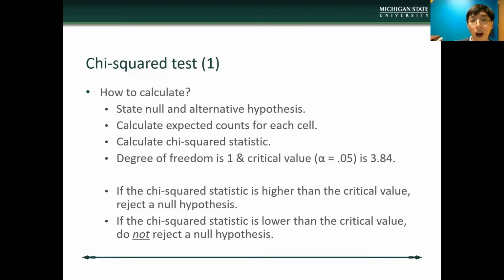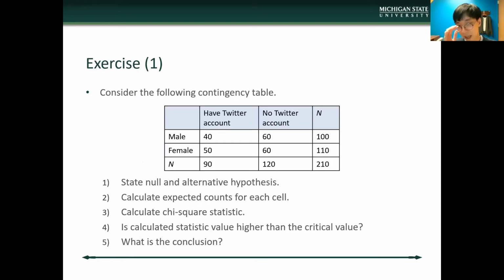If the chi-square statistic is higher than the critical value 3.84, you will reject the null hypothesis. And if the chi-square statistic is lower than the critical value, you will not reject the null hypothesis. Then let's do the exercise again.